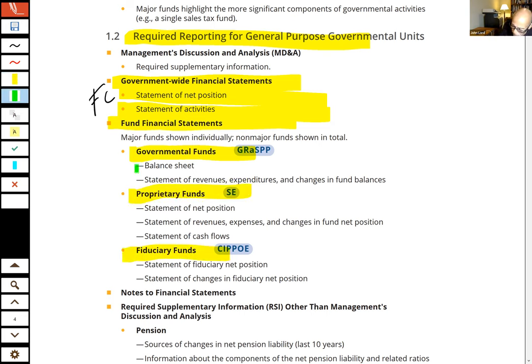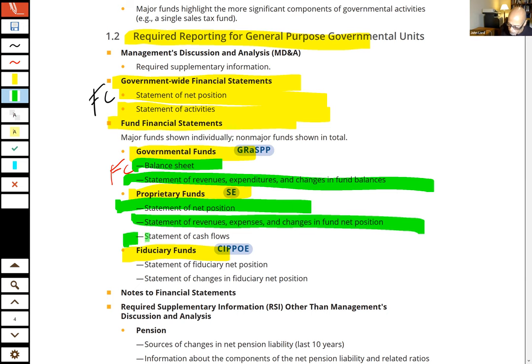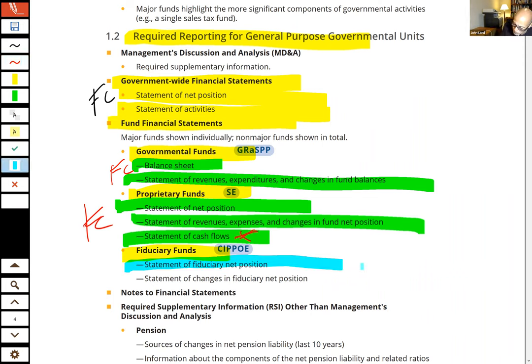For the fund financial statements, we have three categories of funds. For the governmental funds, it is a balance sheet and a statement of revenues, expenditures, and change in fund balance. I'm sure you got tired of hearing me say that over and over again. For the proprietary funds, statement of net position, statement of revenues, expenses, and change in fund net position. And they are the only ones that prepare a statement of cash flows. For my fiduciary funds, statement of fiduciary net position, which is like the balance sheet, and statement of changes in fiduciary net position. Unfortunately, there are questions that say, which of the following would be prepared by the governmental funds? It becomes an easy question if you have this flashcard. It's a hard question if you don't.